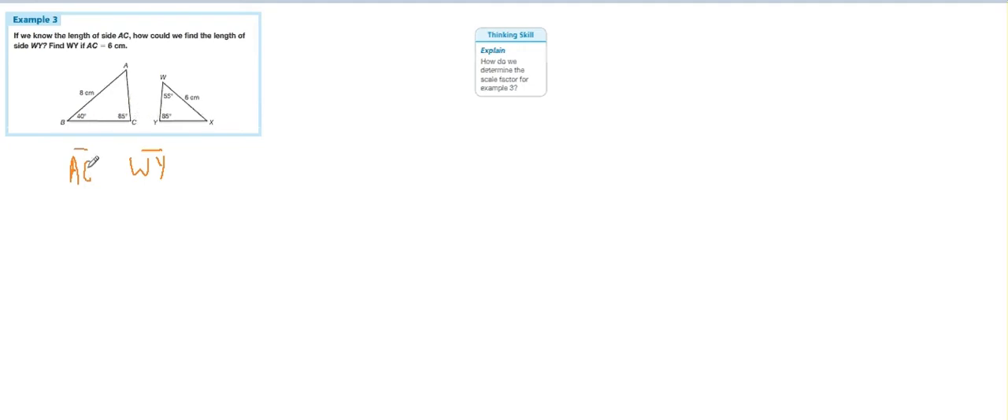How about the bottom, CB or BC? In the first triangle matches with, let's use the same order, YX. And finally, the hypotenuse, side AB, matches side WX. What do you know about triangles? What do you know about their degrees?